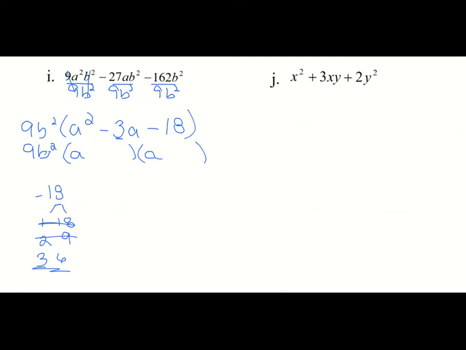I'm going to have two different signs, because I need a negative 18, so one positive, one negative. So I'm going to make the 6 negative and the 3 positive, because negative 6 plus 3 will give me negative 3. And there's my final answer there.